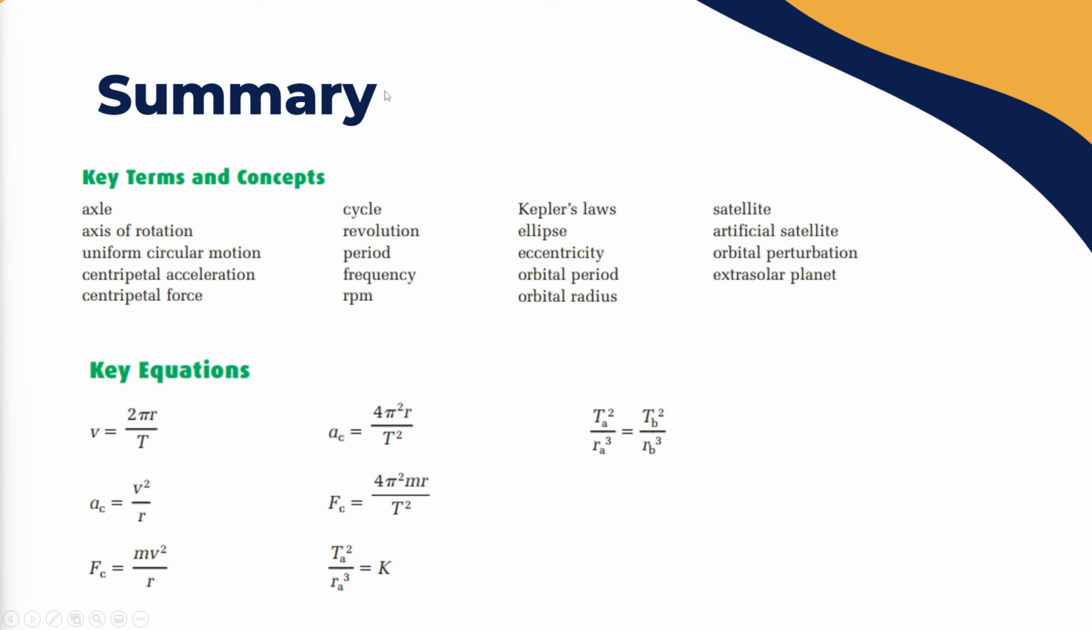Quick summary for this chapter. Key terms we talked about are the axis of rotation, cycle, revolution, period, frequency, RPM. We talked about centripetal forces, centripetal acceleration, uniform circular motion. We discussed thoroughly Kepler's laws and how they came about, and we talked a little bit about the elliptical paths of the moons in their orbits, eccentricity, orbital period, orbital radius, and satellites, finding their speeds and mass in orbit. The key equations we discussed: v equals 2 pi r over T, a centripetal equals 4 pi squared r over T squared, T_A squared over r_A cubed equals T_B squared over r_B cubed, a centripetal equals v squared over r, F centripetal equals m v squared over r.